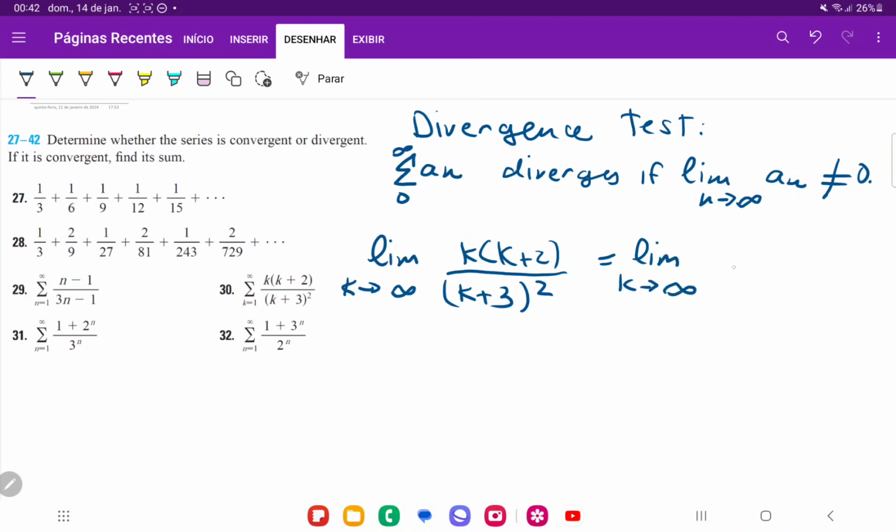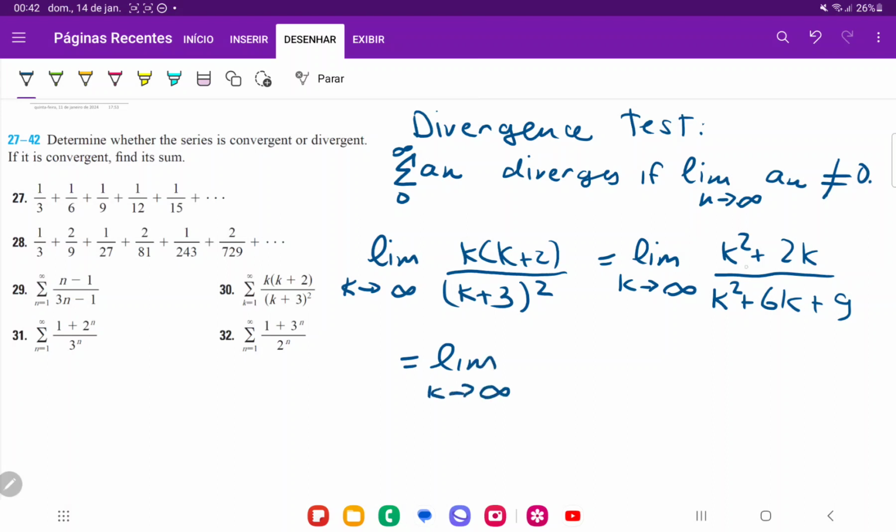So I'm going to expand the top. That's k squared plus 2k. And then on the bottom we're going to FOIL it out. So k plus 3 squared is going to be k squared and then plus 6k plus 9. And that's going to be the same thing as the limit as k approaches infinity.